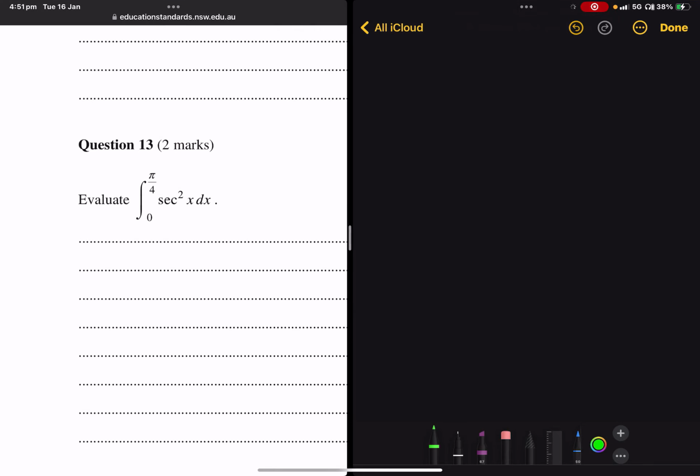All right, so here we're going to have a look at question 13. Now this is question 13 from the Advanced Maths HSC paper from 2020. This is an integration question. It's one of the first integration questions in the paper. This one is not too bad if you know how to use the formula sheet. So we have the integral from 0 to pi on 4 of secant squared of x dx.